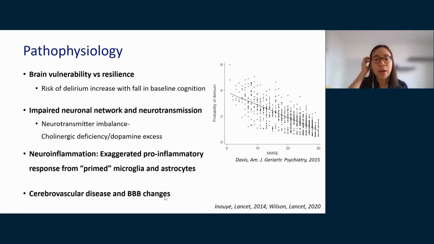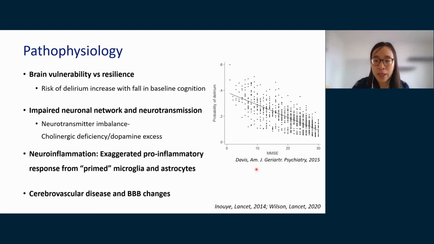So here I will talk about the mechanisms underpinning delirium. There have been a few theories proposed. So the first is, with aging or in patients with stroke or neurodegeneration, the brain is vulnerable and is not as resilient to exposure of acute stresses. This could be due to disrupted neuronal network affecting the brain's ability to respond to stresses.